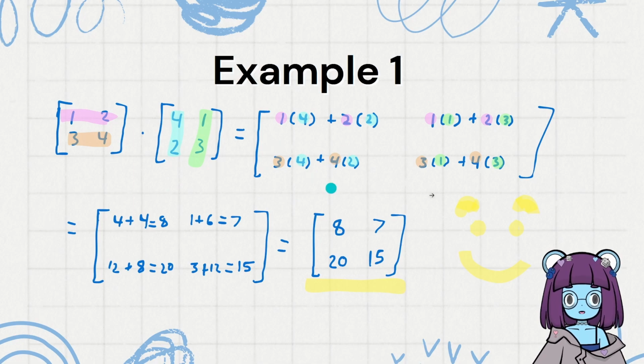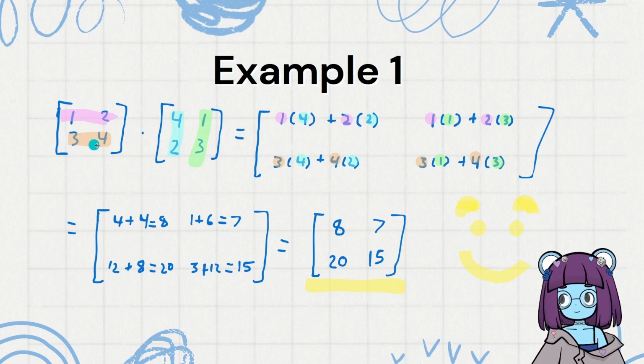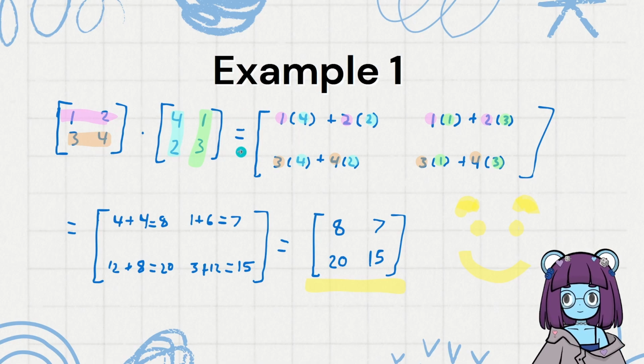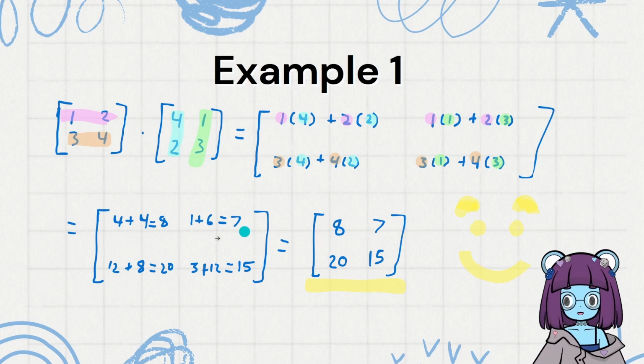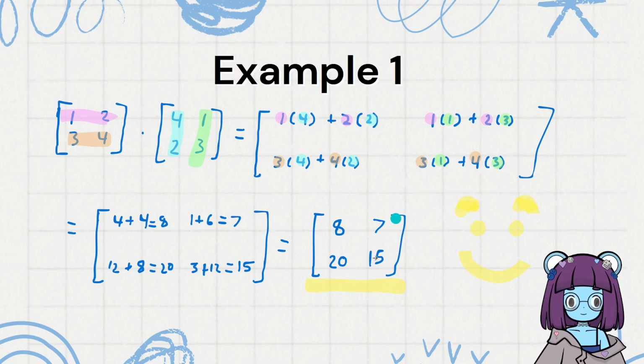And for these two values, you go to the second row. So you go 3 times 4, and 4 times 2, and you add those two, and then 3 times 1, and 4 times 3. So once you get this, you simply multiply and add them out. So you get 8, 7, 20, and 15. And that is your final answer. So that is your matrix product.